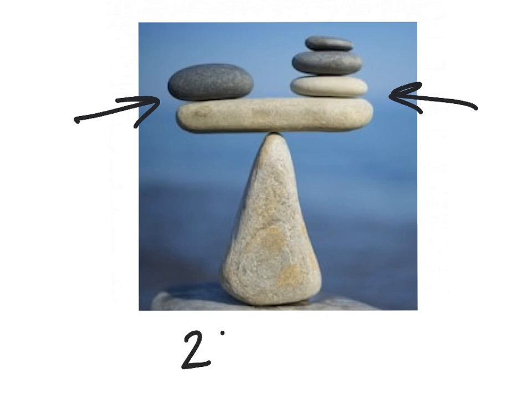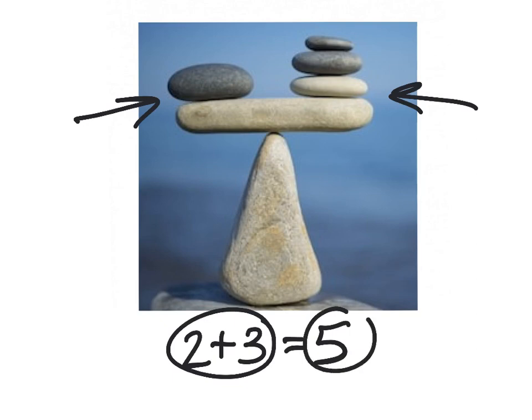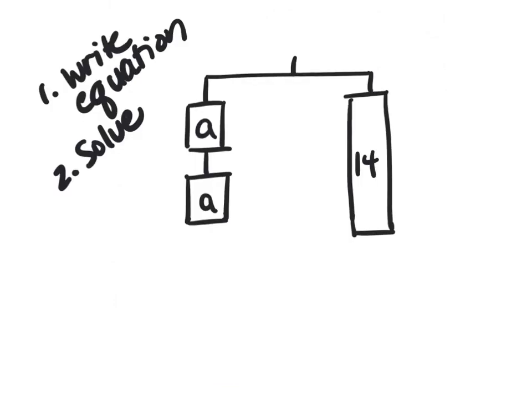An equation that you know might be something like this. 2 plus 3 equals 5 is an equation. 2 plus 3 has the same value as 5. Algebraic equations are no different, except that there are some unknowns thrown in. So the problems that you're solving today look like this.